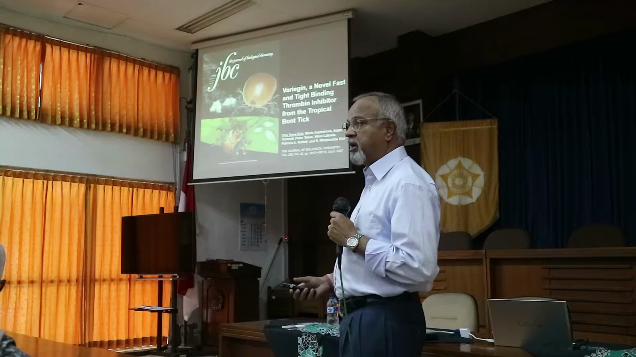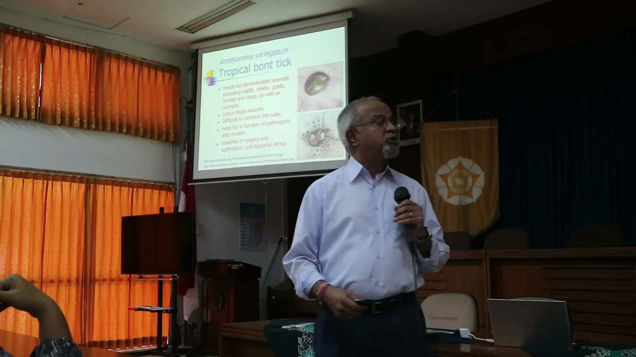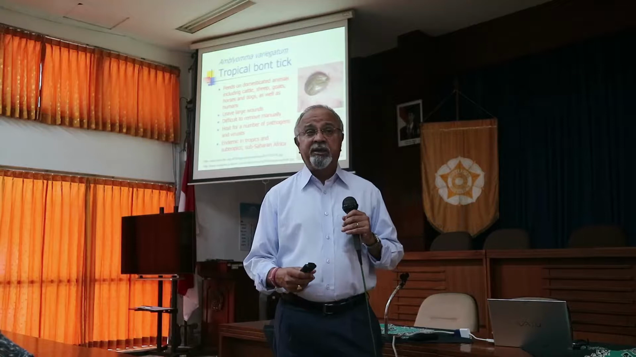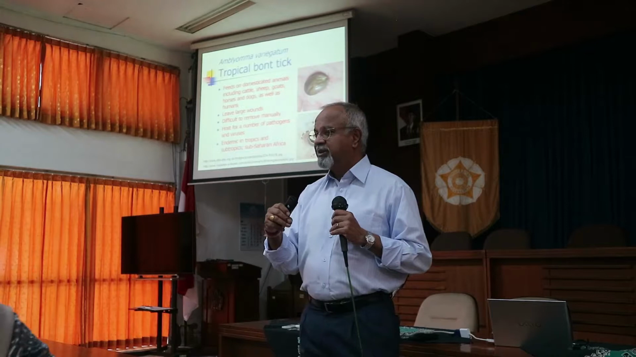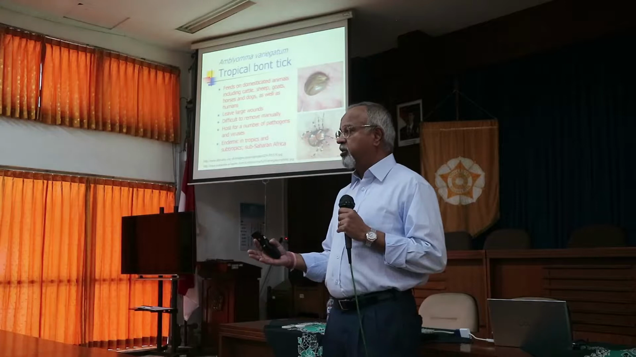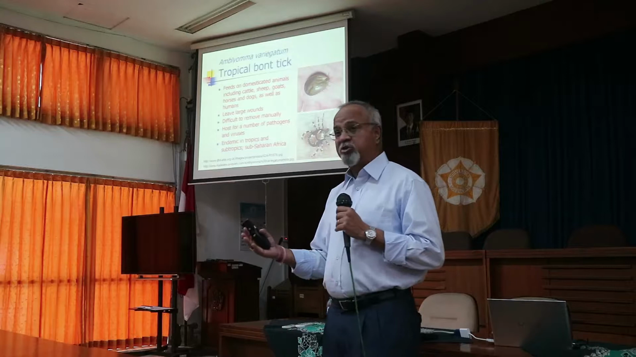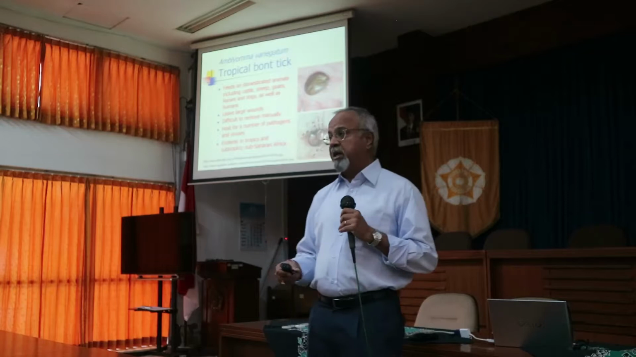Okay? So bont ticks feed on domesticated animals including cattle, sheep, goats, and even humans. But they leave very big, large wounds. It's very difficult to remove them manually because they put their mouth in and cement it in the wound. So when you pull it, it's not so easy. Okay? And they also carry a number of pathogens. So when you study hematophagous animals, you also get to study parasites and pathogens, vector borne diseases and things like that. Quite interesting. So these are endemic to tropics and subtropics, and it comes from sub-Saharan Africa.